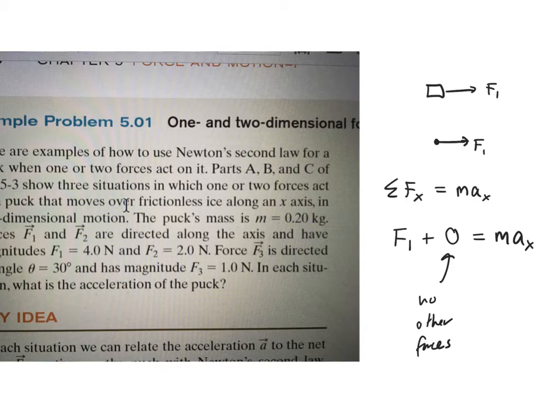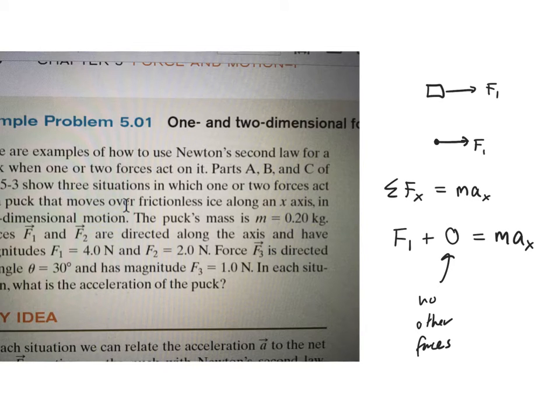Now again, Tristan, I would never put plus 0, okay? I'm just putting it there today. Because if there was another force acting, I'd have to put that value, and another force, and another. You could have 1,000 forces as long as you add them all together on the one side of the equation and set it equal to ma.